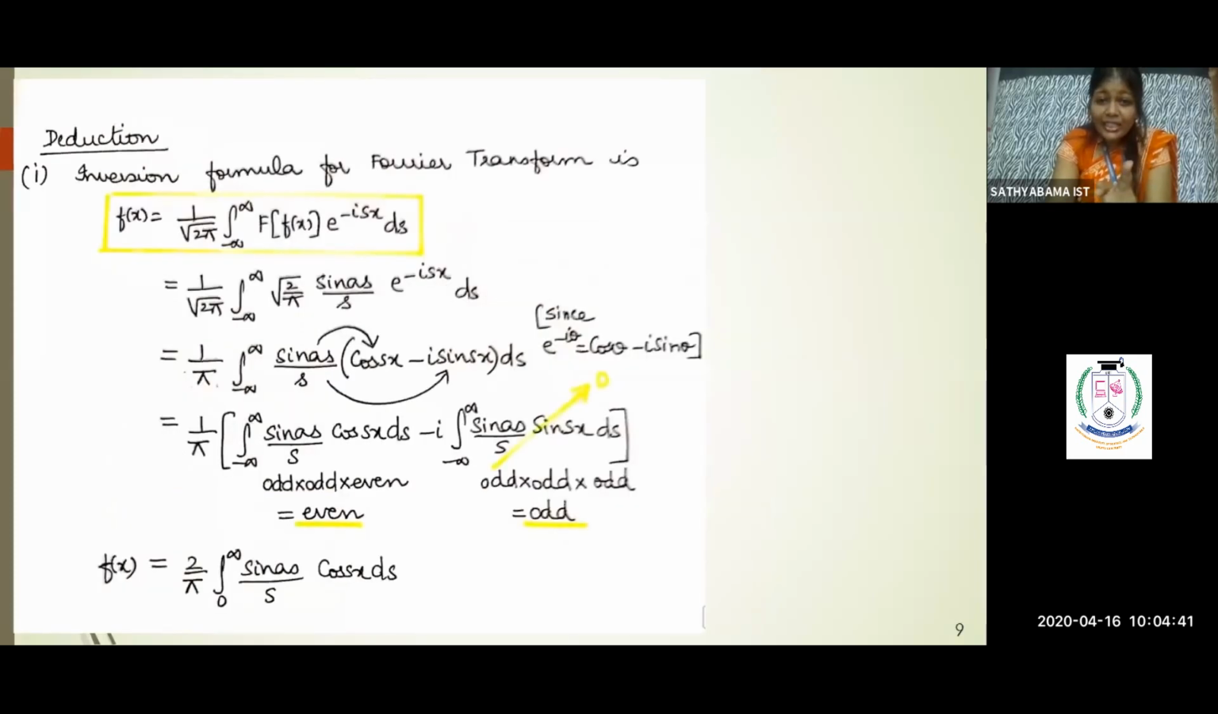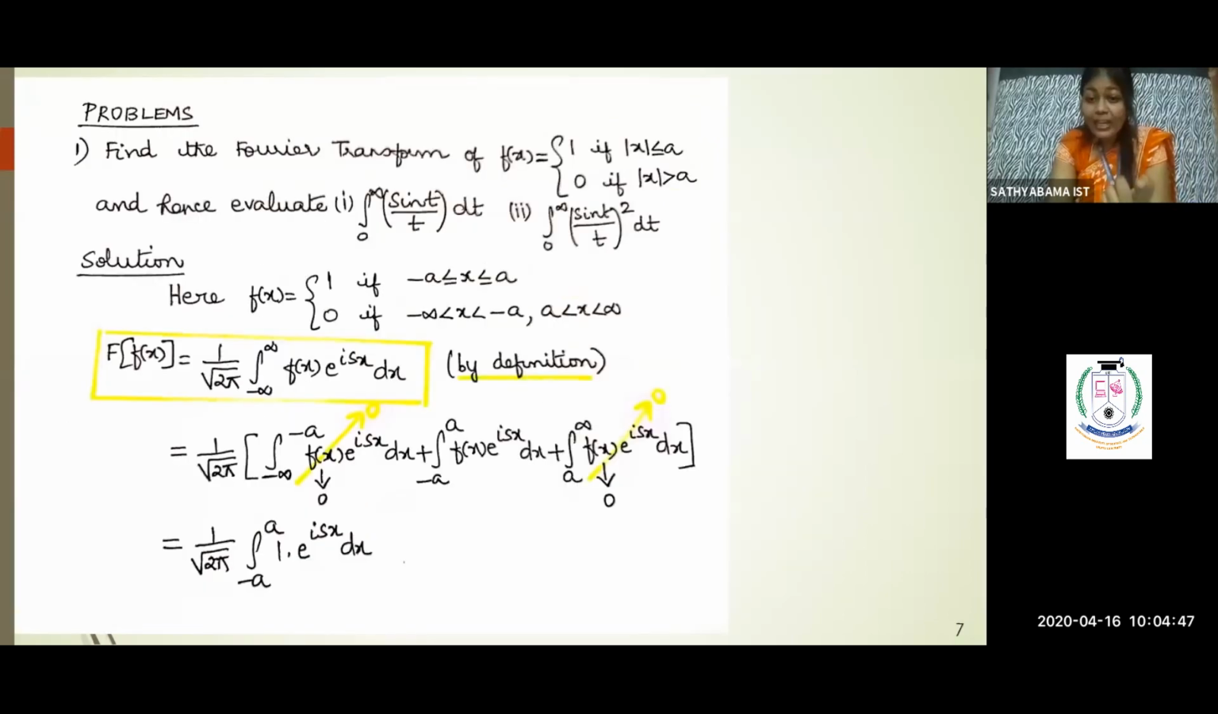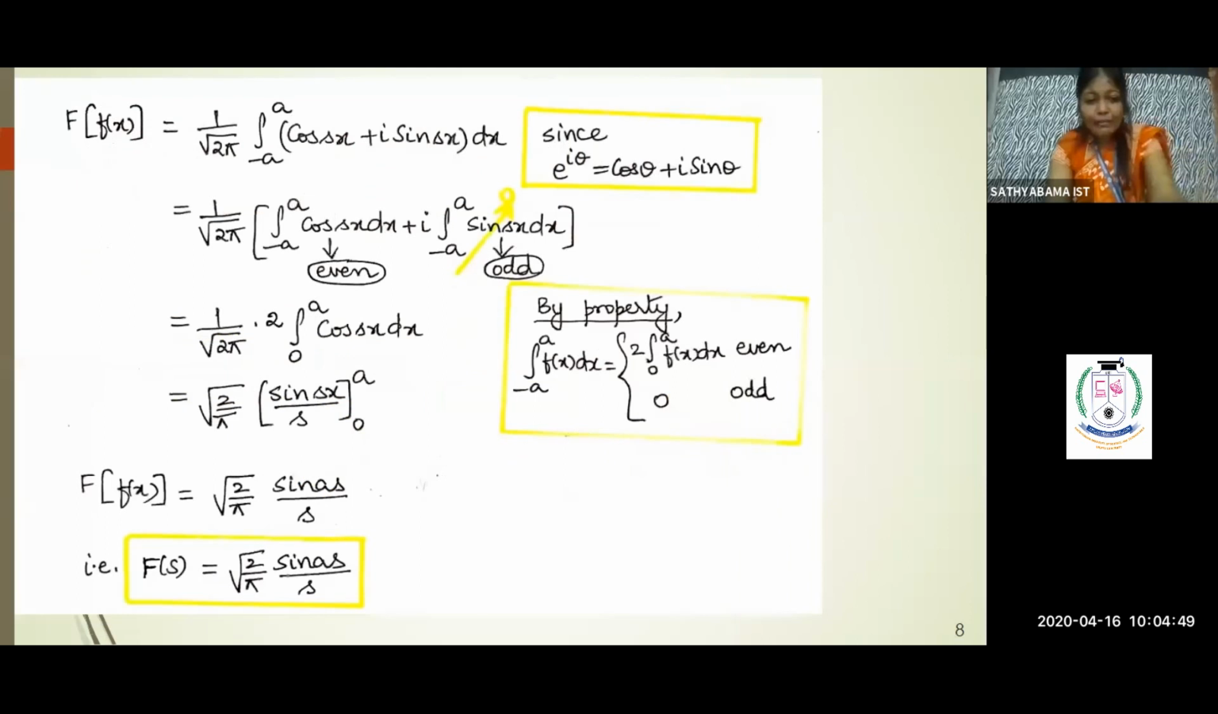Okay. Now, what is the second result that you have to prove? Look at the question. The second result you have to prove is integral of sine t by t the whole square. Right? You need the whole square. And my Fourier transform only has sine s by s. So only when I square f of s, I will get that result. Now, which result gives you f of s square? Only Parseval's identity. That is why I'm going to use Parseval's identity to derive the second result.